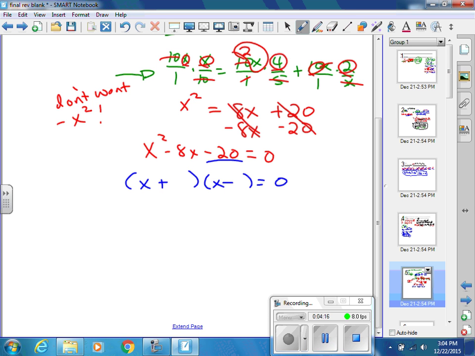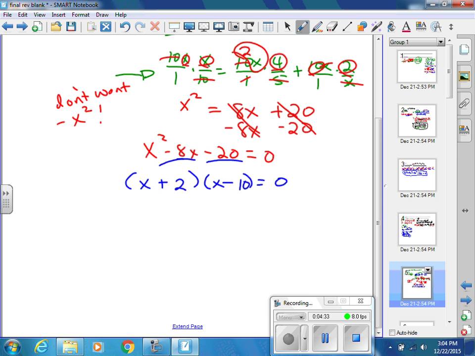That's never going to give me 8 in the middle when I'm adding or subtracting. I have 10 and 2. That can give me 8. Now it's a negative 8, so because it's got a minus there, the bigger number is going to be a minus. So that should be minus 10 and a plus 2.